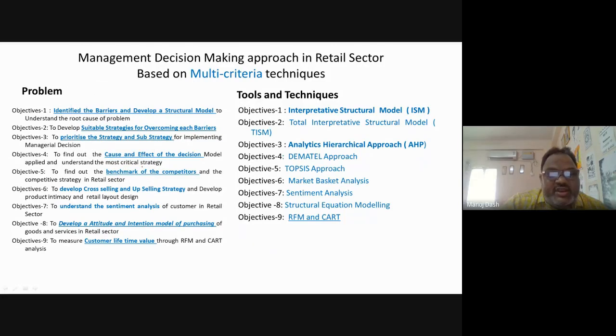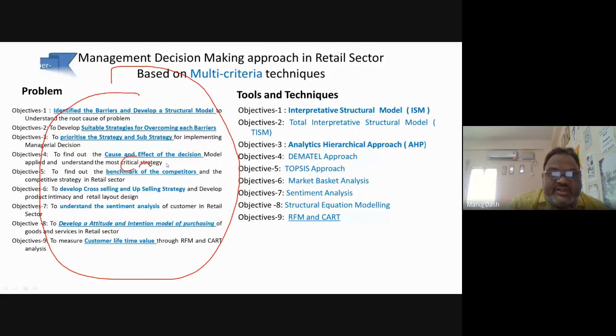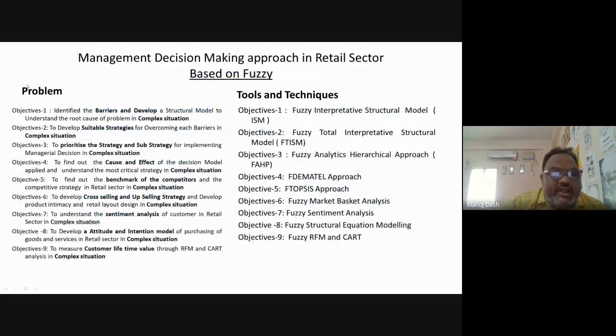He said, Dr. Das, what are you explaining? These are all in the crisp environment. But I want to analyze this in detail through a fuzzy environment. For that case, if you want to identify the barriers and develop them, there is a concept called fuzzy ISM. I applied the crisp environment, then I apply the fuzzy scale to get fuzzy ISM. Then for strategy, I go for fuzzy TISM. If you want to prioritize the strategy in a complex situation, I go for fuzzy AHP. Then for cause and effect, I go for fuzzy DEMATEL.